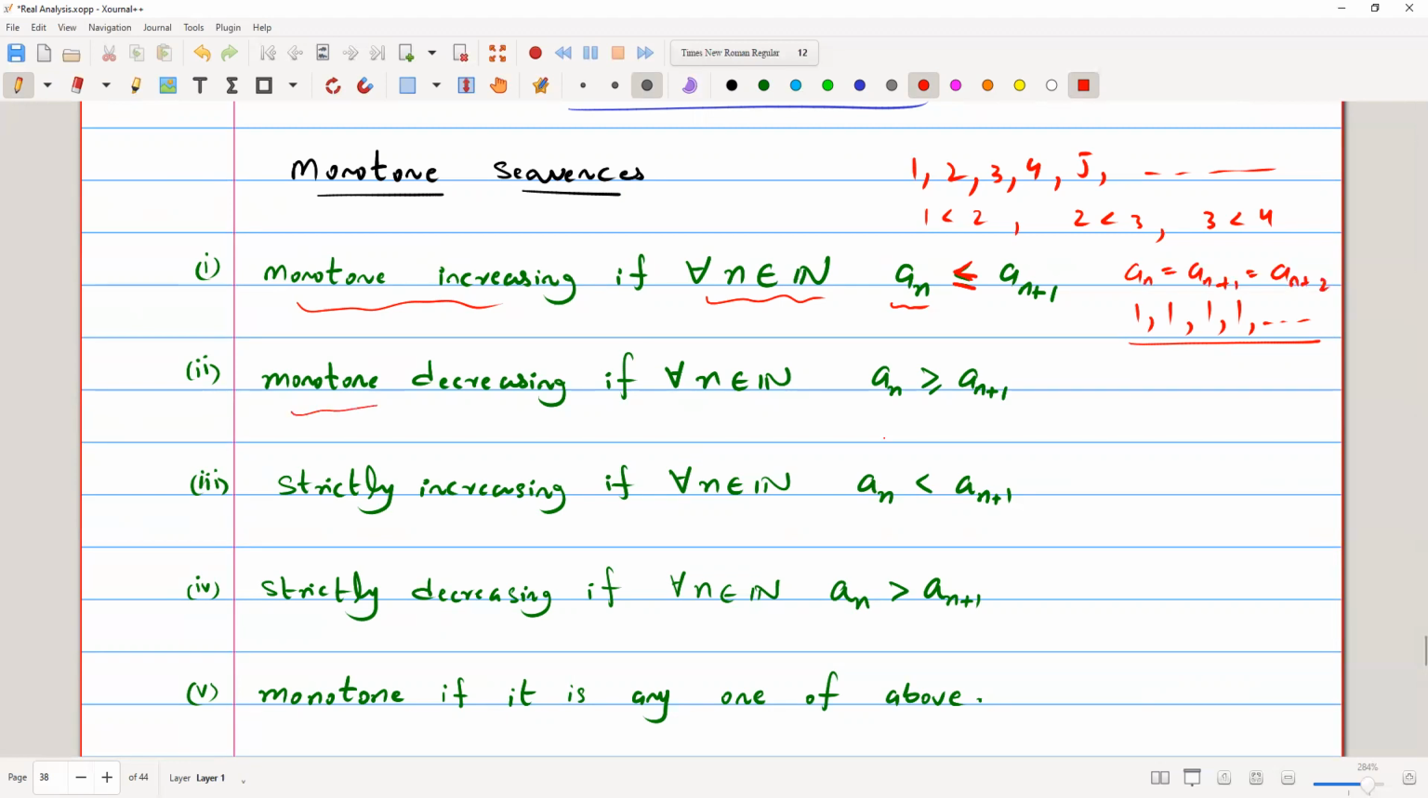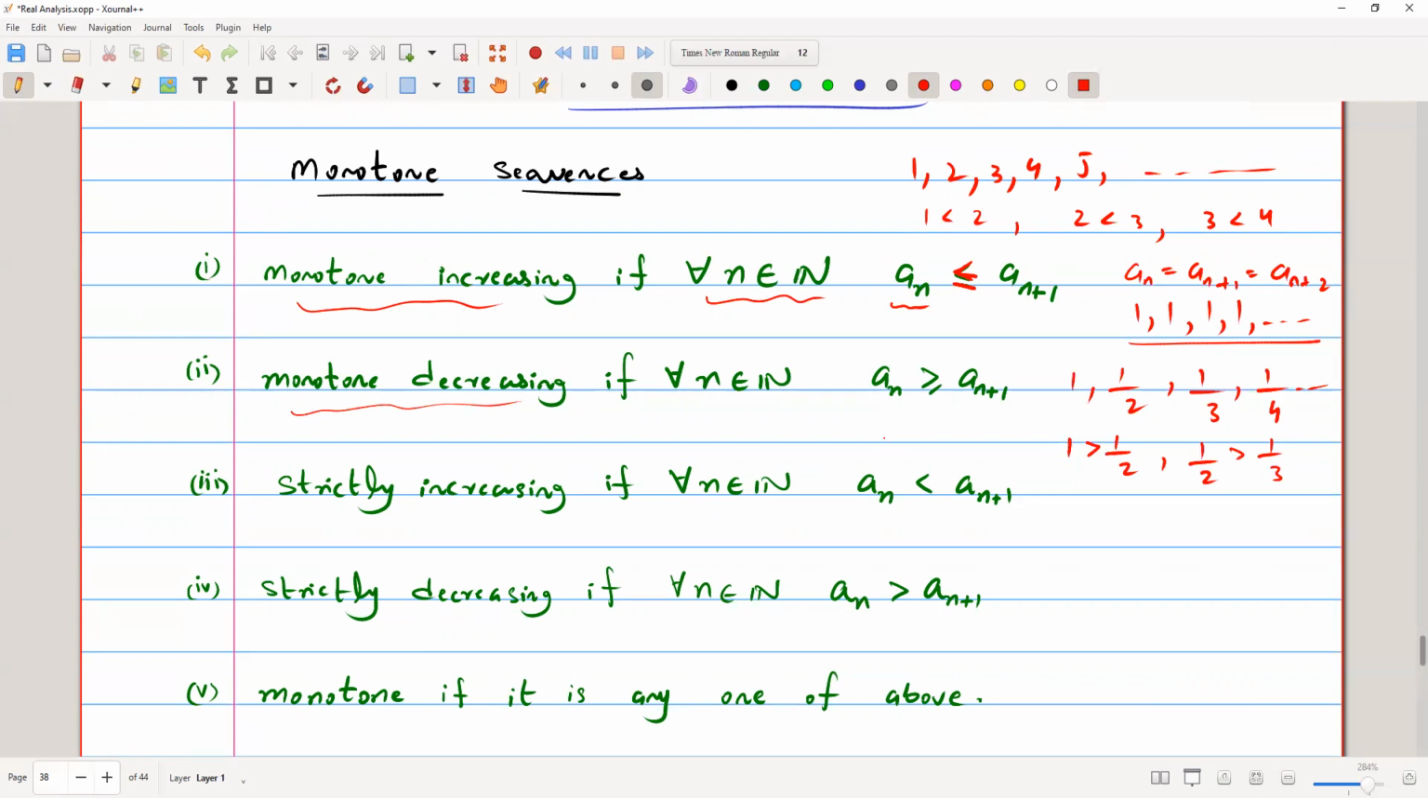And again, if we have a monotone decreasing sequence, then an is greater than or equal to an plus 1. Let's suppose this sequence, then we can see that every term is less than its predecessor. So 1 is greater than 1 over 2, and 1 over 2 is greater than 1 over 3. So it's a monotone decreasing sequence.